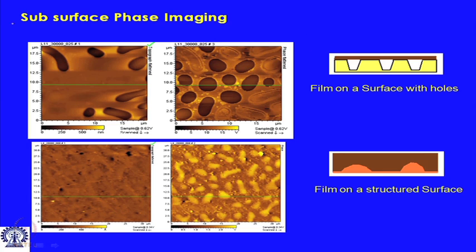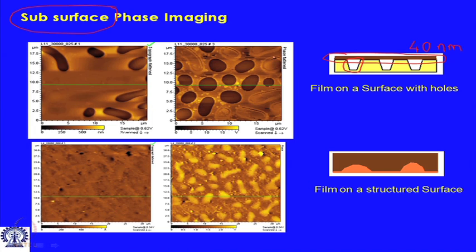This is how subsurface structures can be imaged based on phase imaging. This is a special example where we had a holey surface. The surface had some holes, which were covered with a thin polymer film like this. How the sample was prepared and all that we are skipping. What we had was these holes covered with the polymer film, which was about 40 nanometer thick in this particular case. This is an example from our own work in our group. It is a very nice example, which demonstrates the strength of phase imaging.